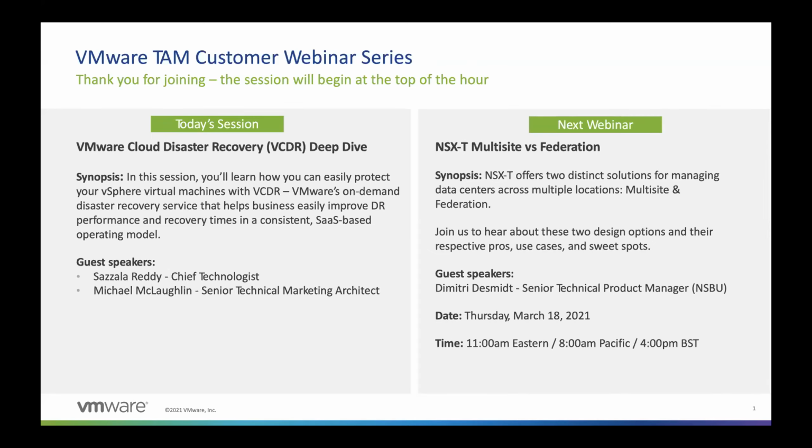And with that, that brings us to today's topic and guest speakers. VMware Cloud Disaster Recovery, or VCDR, is VMware's on-demand disaster recovery service. It's delivered as an easy-to-use SaaS solution. It offers cloud economics to help keep your DR costs under control, and of course, it can be used to protect your vSphere virtual machines, replicate them periodically to the cloud, and help recover them as needed to a target SDDC.